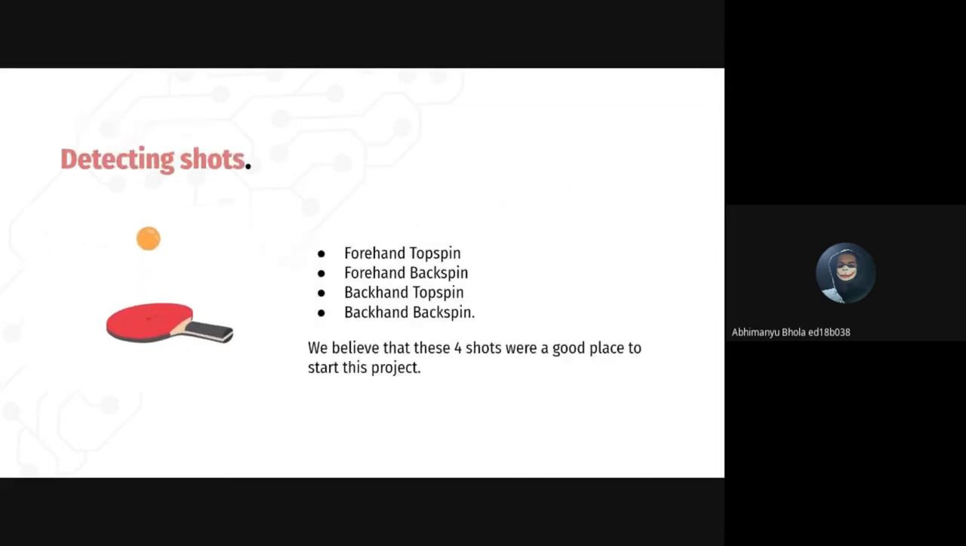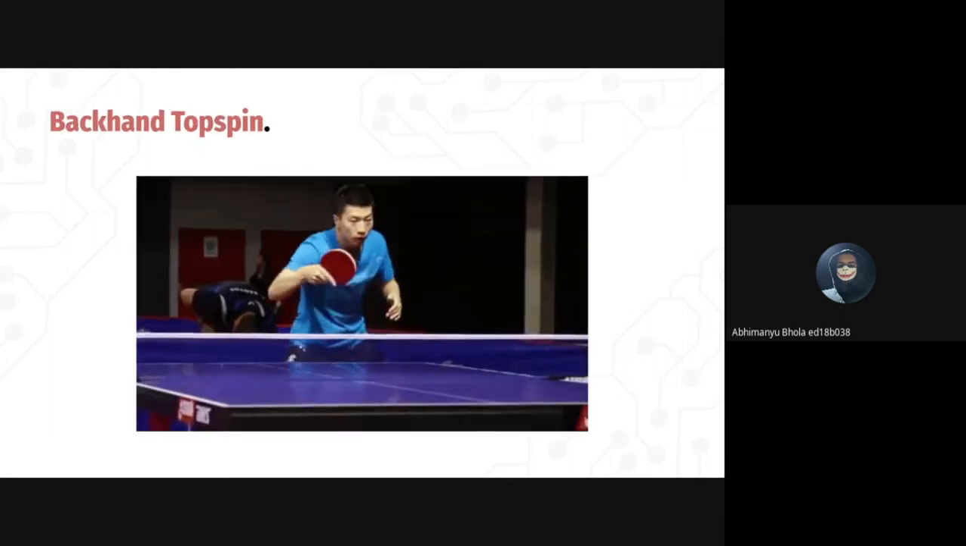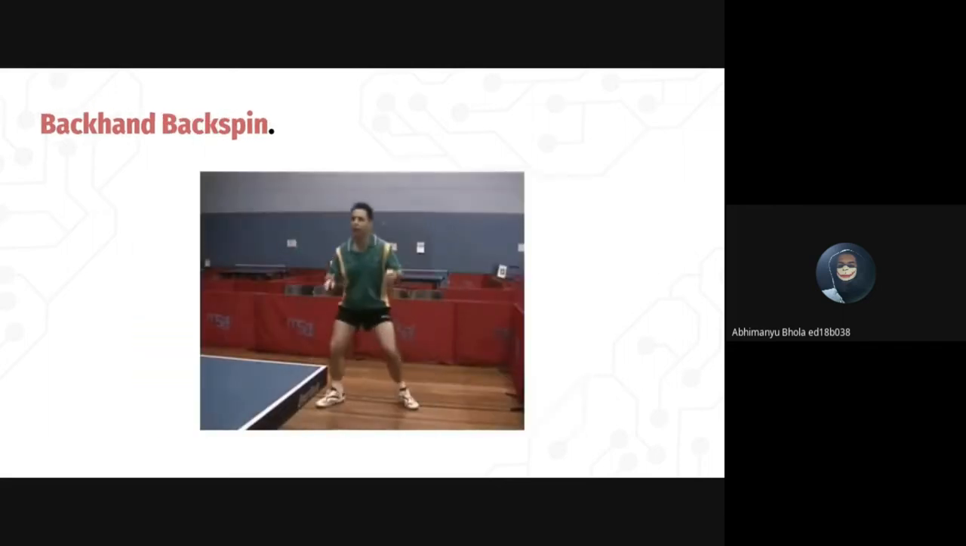For the types of shots, we decided to go ahead with four types of shots, as we believe this is a good beginning for a project like this, and we can easily classify the user movements into four types. As mentioned here, these are the four kinds of shots that we have tried to map in our data. These are some of the movements associated with these kinds of shots: forehand topspin, forehand backspin, backhand topspin, and backhand backspin.